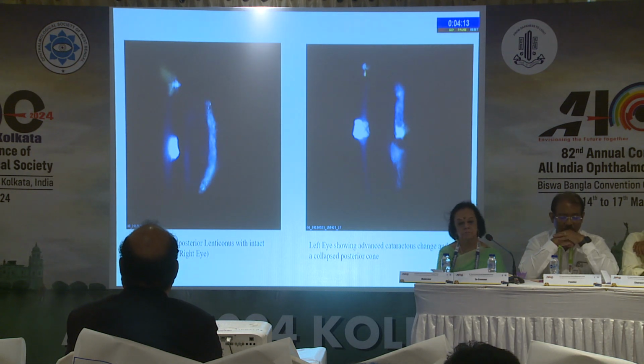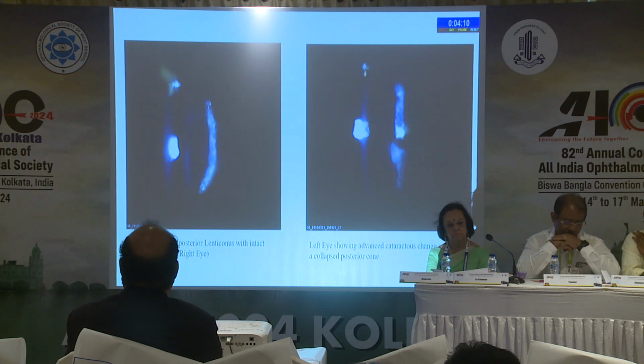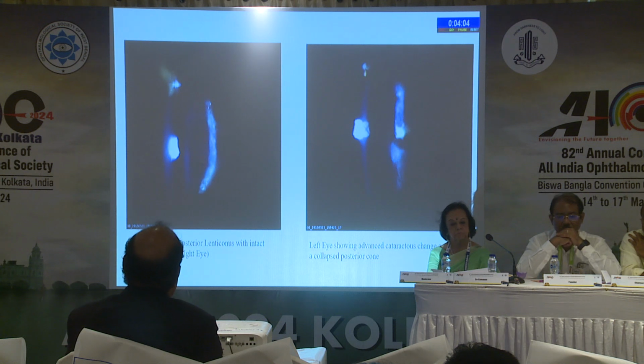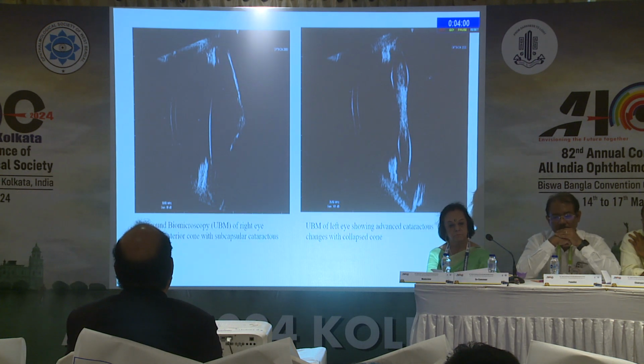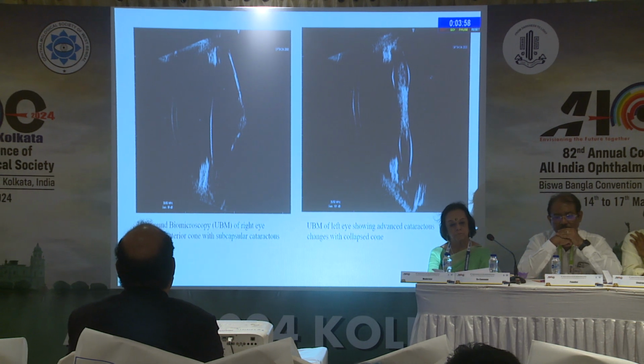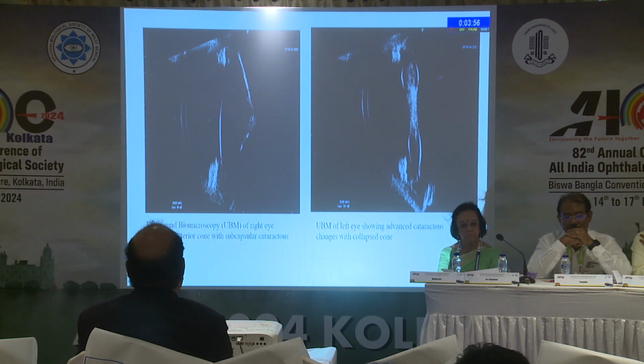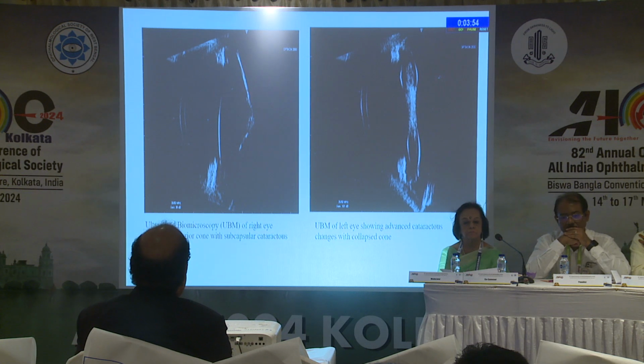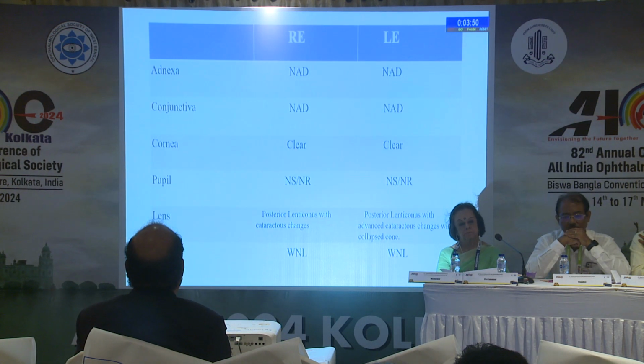This is a slit lamp image showing posterior lenticonus and intact posterior capsule in the right eye, and the other figure shows the left eye with advanced cataractous changes with a collapsed posterior cone. This is ultrasound biomicroscopy of the right eye, which shows a posterior cone with subcapsular cataractous changes, and the left eye showing advanced cataractous changes with a collapsed cone. So these are the examination findings.